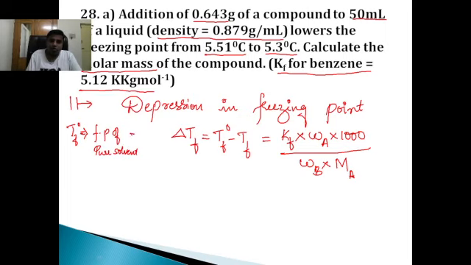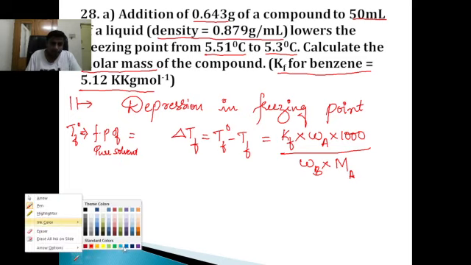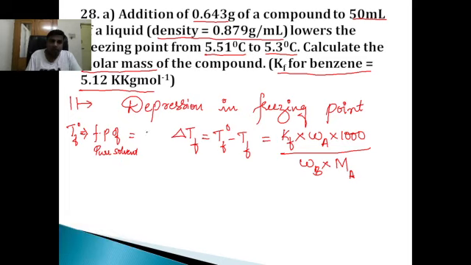which is given as how much? It is given 5.51 degrees centigrade, and TF is the freezing point of solution. How much is it given? It is 5.3 degrees centigrade. Kf is given 5.12 Kelvin kg per mole.